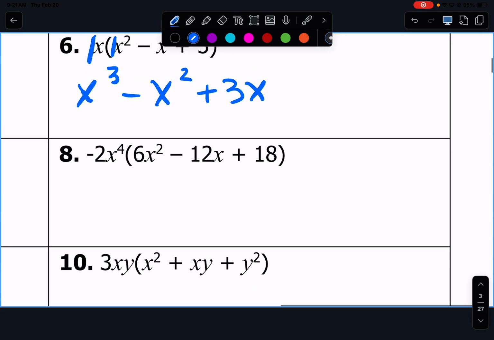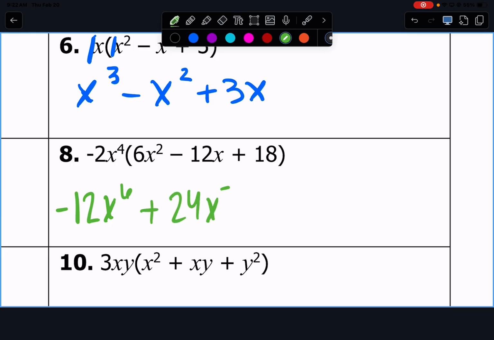For number 8. Negative 12x to the 6th, minus 24x to the 5th, plus 6x to the 4th, minus 36. A negative and a negative make a positive. So because negative 2 and negative 12, we're going to have a positive 24. And then you said negative what? 36x to the 4th. Perfect.